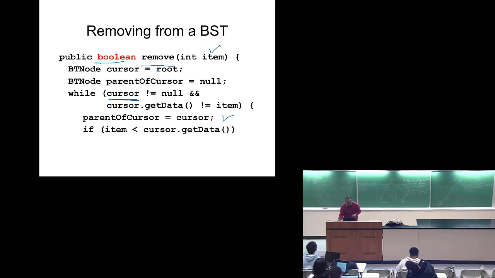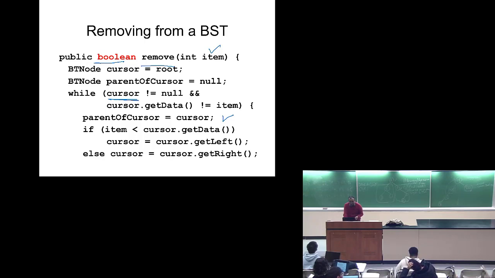And now here's the condition that we will check. If item is less than cursor dot get data, what we do? Cursor is equal to cursor dot get left. Good. Else, not difficult, right? Done. This will keep you in the loop as long as these two conditions are correct.